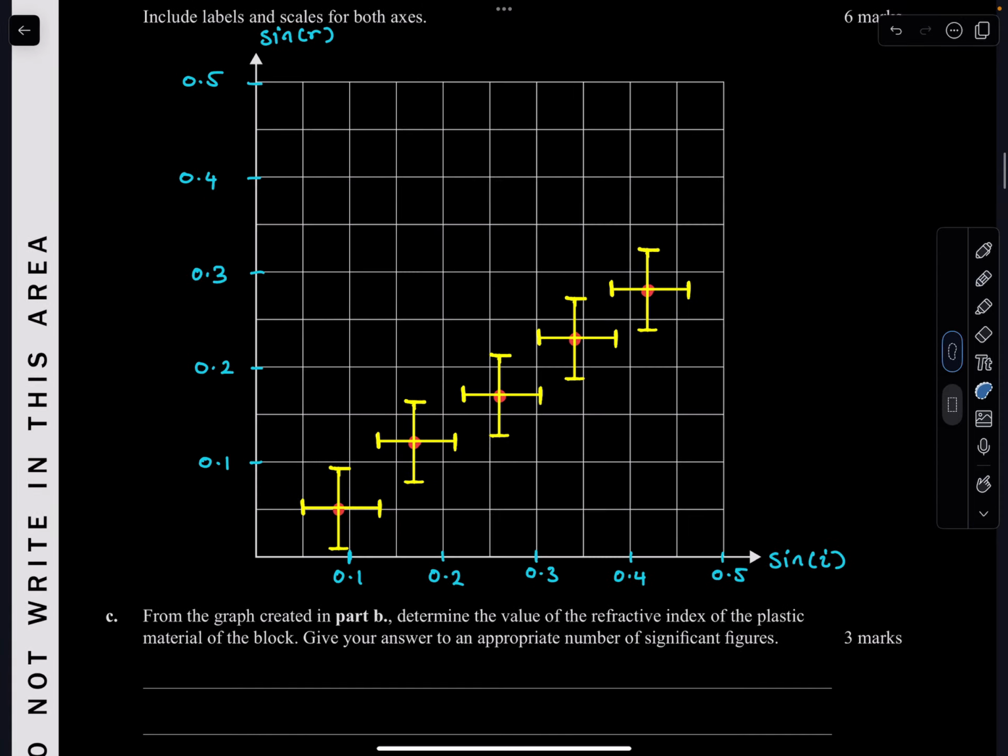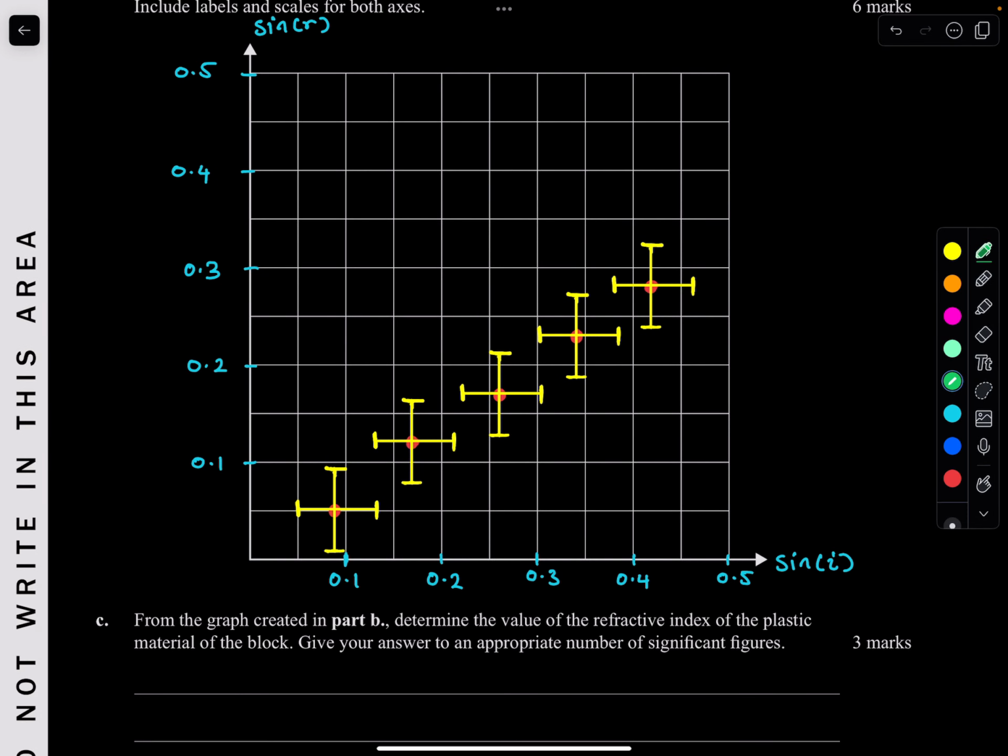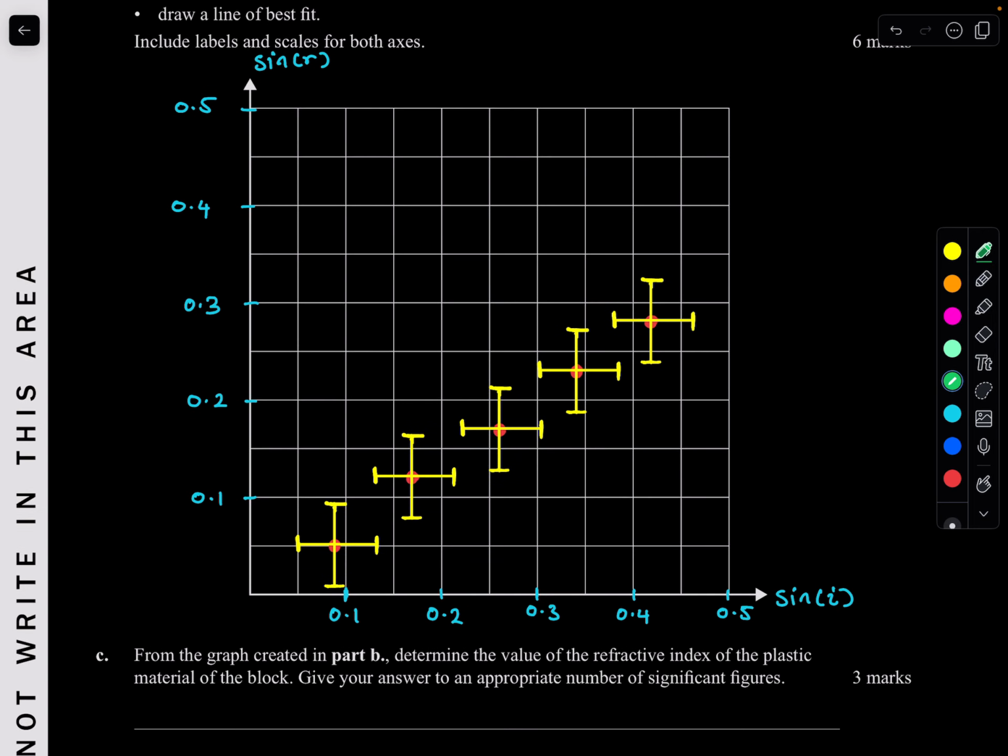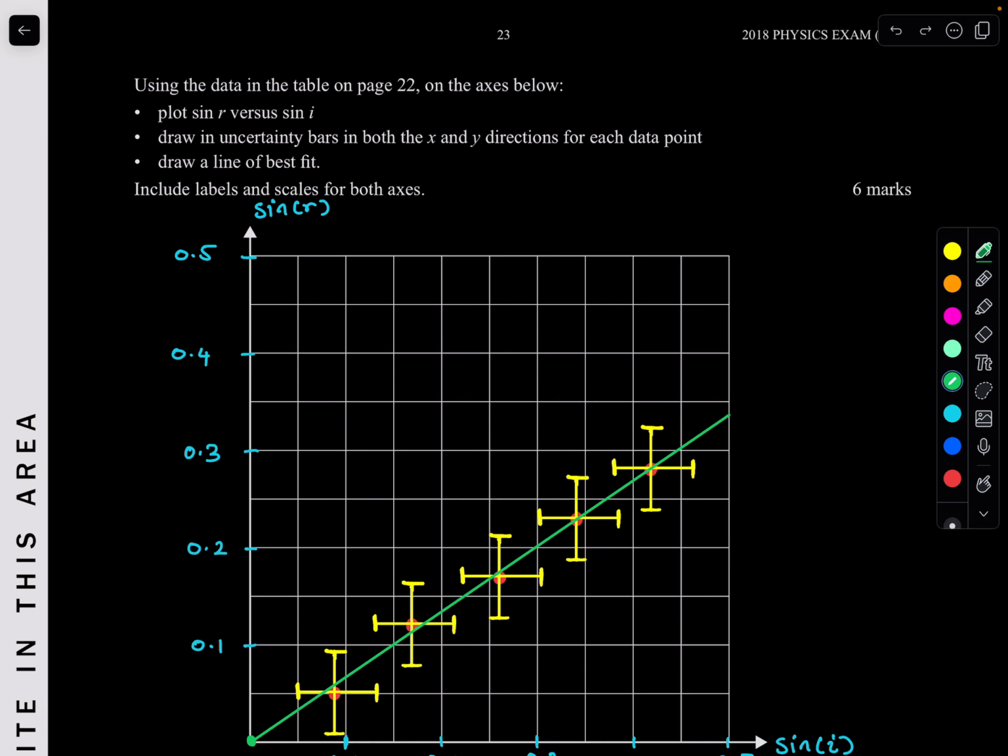So we've got that, and now let's draw a line of best fit. I know that when the angle is zero, the sine of incident is going to be zero. So I know it starts at zero, basically. If you substitute sine of zero, that works. Which line will pass through most of these points? This line here passes through most of the points. So we can see that it's passing through that, and that. Yeah, so that's the line of best fit. And that's it. Did we do everything? Plot, draw uncertainty bars, draw a line.